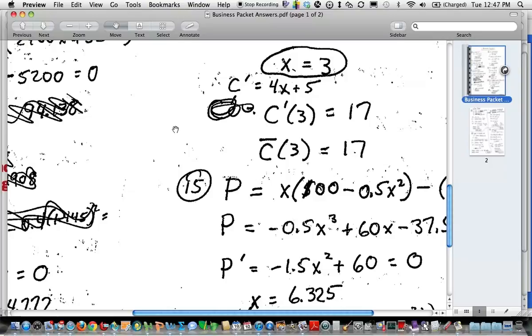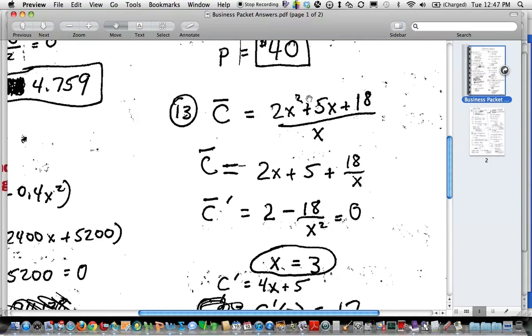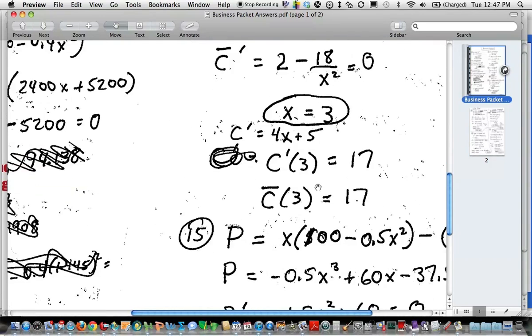Now, the second part of 13, they asked 2 questions in 13. The other one was, show that the average cost per unit is the same as the marginal cost. Now, if you don't remember, back on the previous page, we had said marginal cost is the derivative of cost. I'm talking about the C equation now, not C bar. So, if we plug a 3 back into the C bar equation, we get 17. But you also have to plug a 3 into the C prime equation. That's the marginal cost.